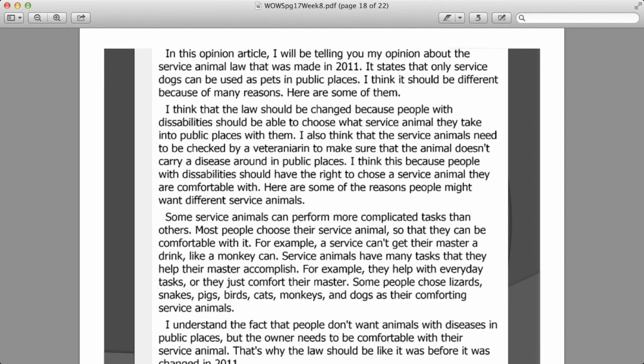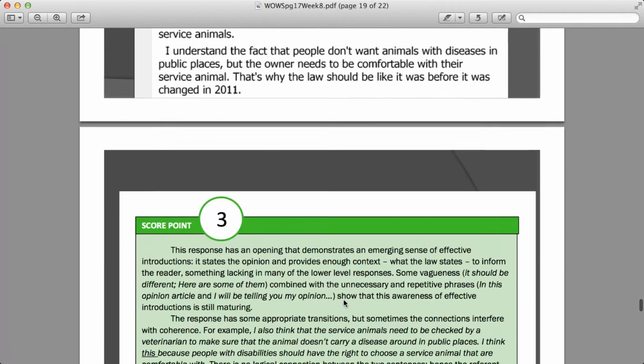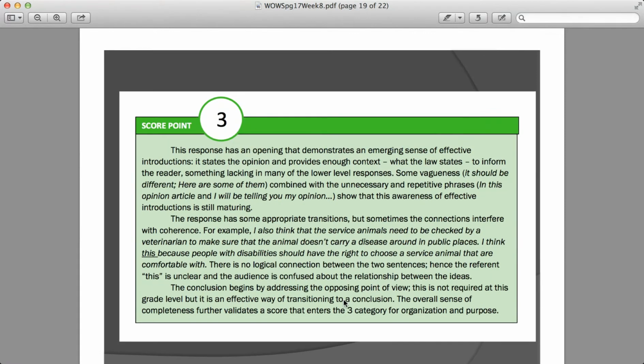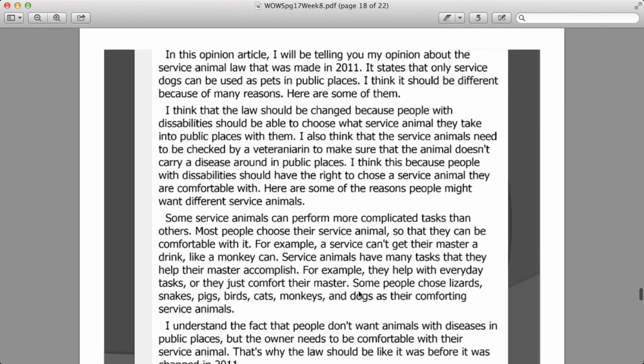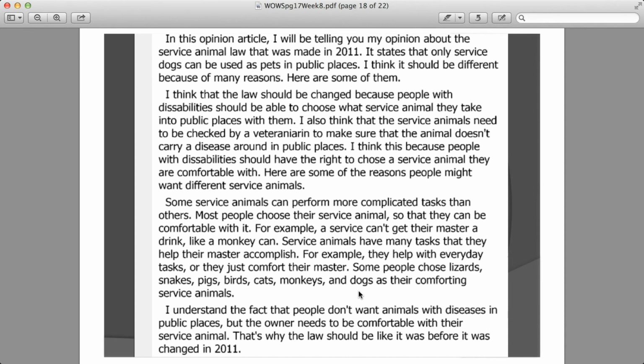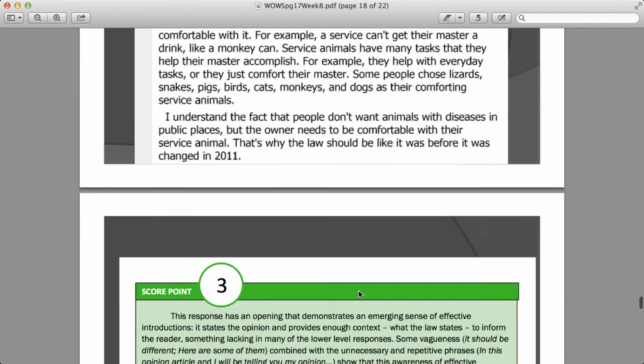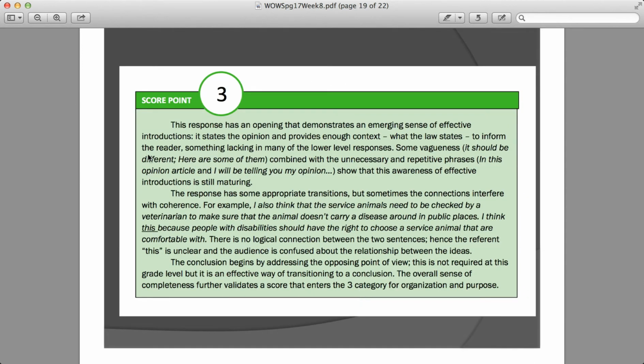Like I said, this person scored a 3. 3 is grade level. I would absolutely be applauding a student who wrote that. There are a lot of things that are good with this writing. So let's see what they said about it. They said, this response has an opening that demonstrates an emerging sense of effective introductions. It states the opinion and provides enough context with what the law states to inform the reader, something lacking in many of the lower level responses.